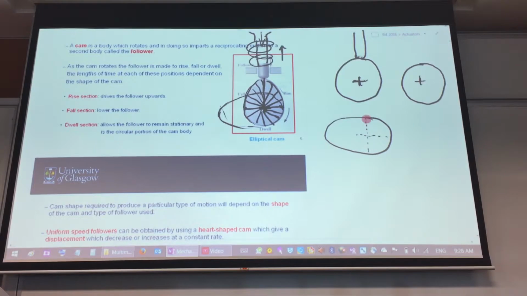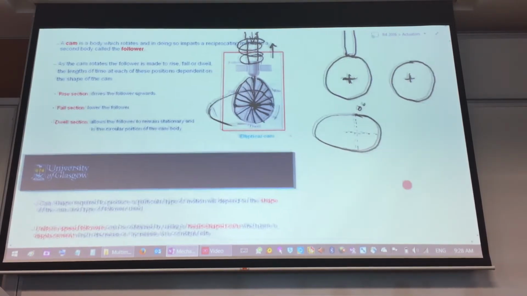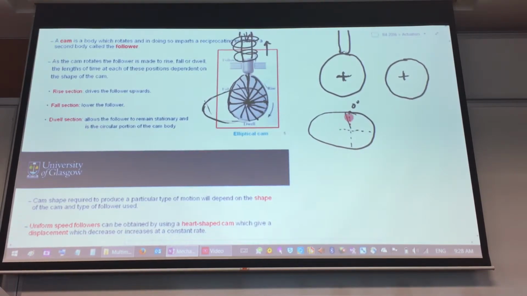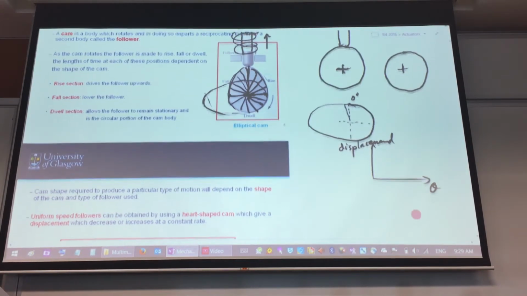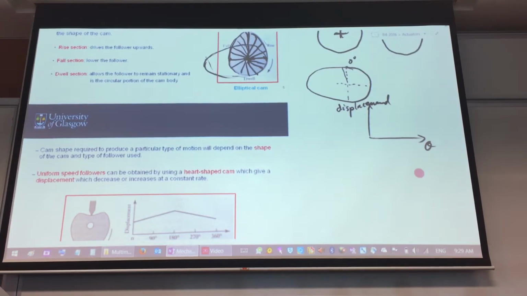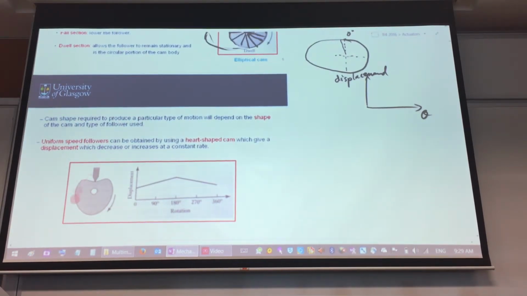Alright, and call this position my 0 degree angle position. So I can start to measure at certain degrees of angle, and it will give me a certain displacement. And I'll get a certain curve, a certain profile, of how the follower is going to be moving up or down. So we can do this kind of plot for any kind of cam shape. One example is this cam shape over here. This is a very popular one.